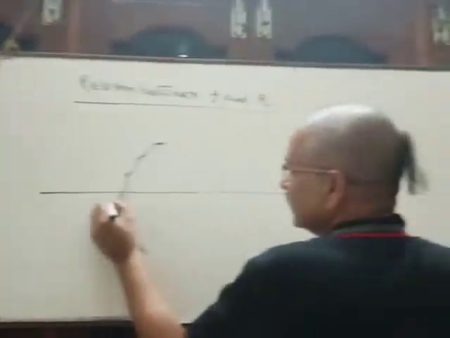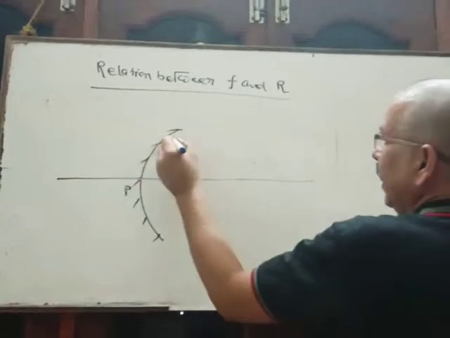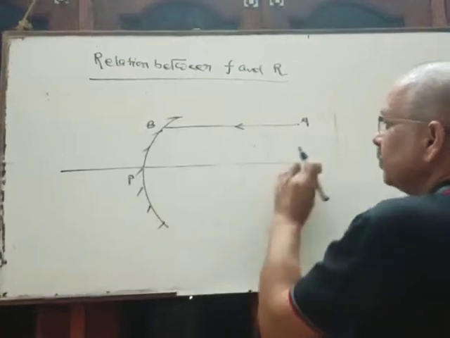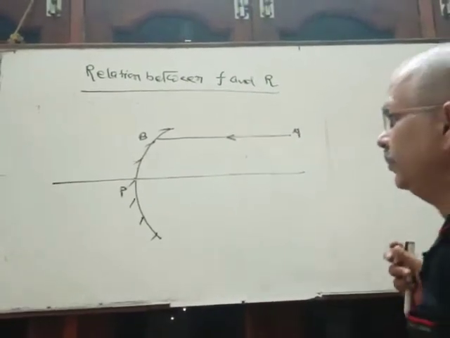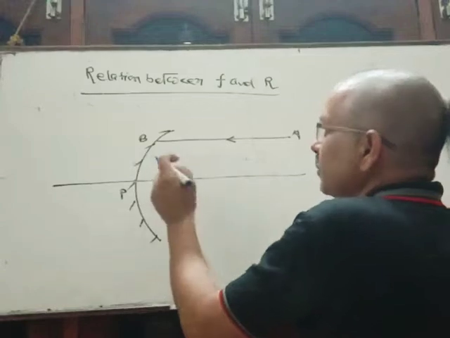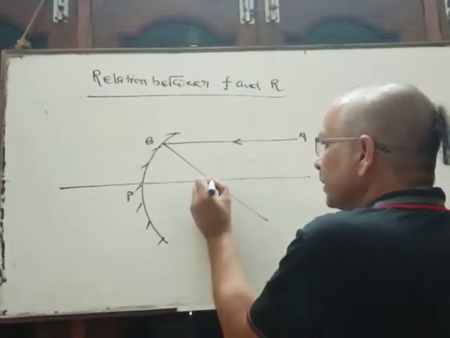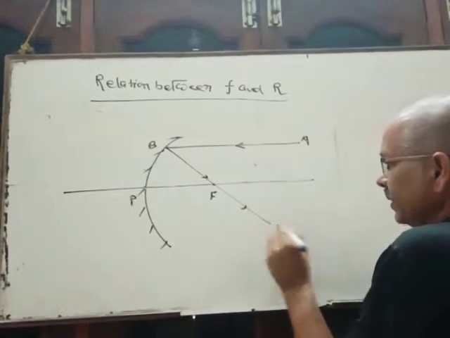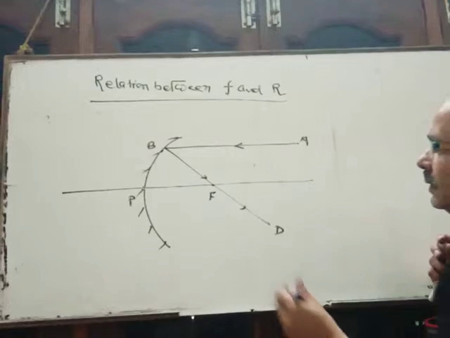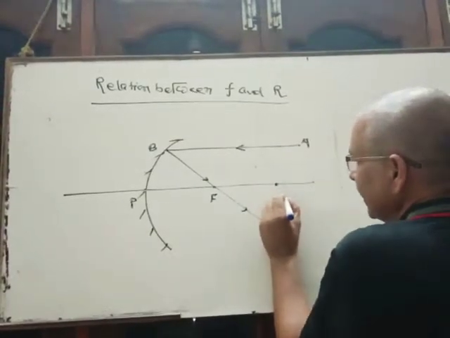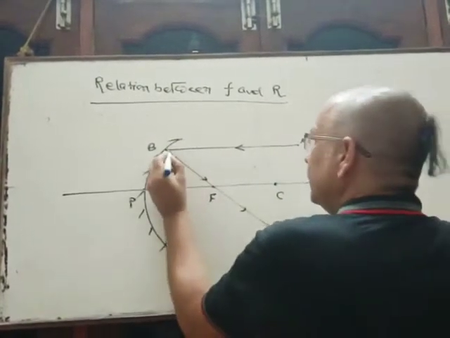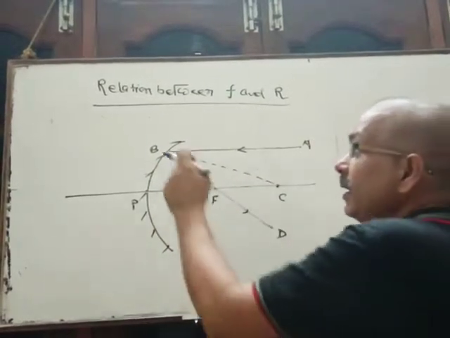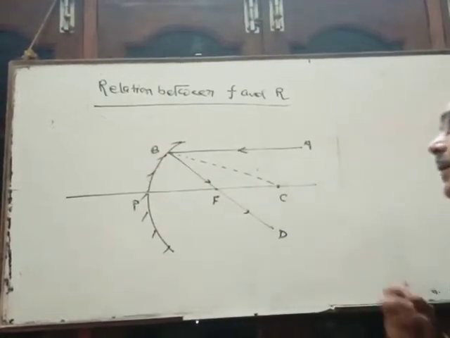Principal axis, it is the pole, and suppose AB is an incident ray which is parallel to the principal axis. As you have seen, if light is parallel to the principal axis, then after reflection it passes through the focus. So suppose here BD is the reflected ray and C is the center of curvature, and if we join BC, then BC is the normal at point B on the spherical mirror.